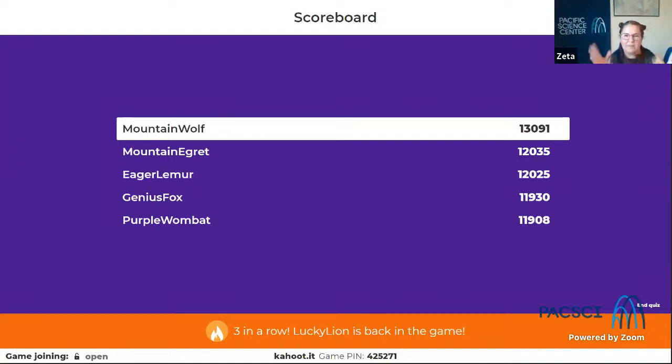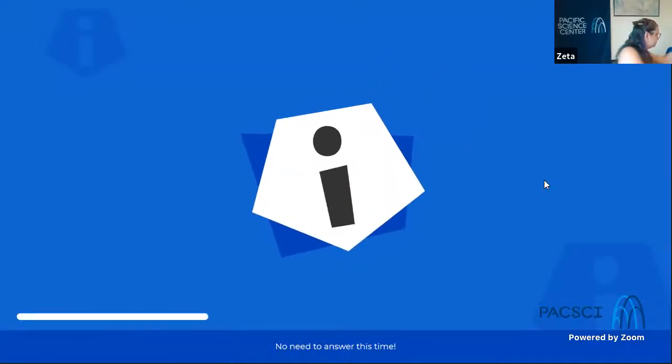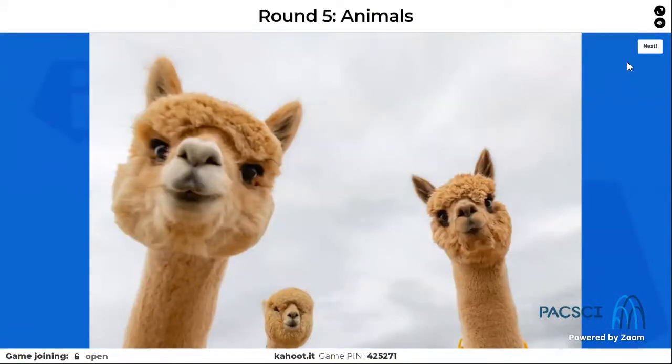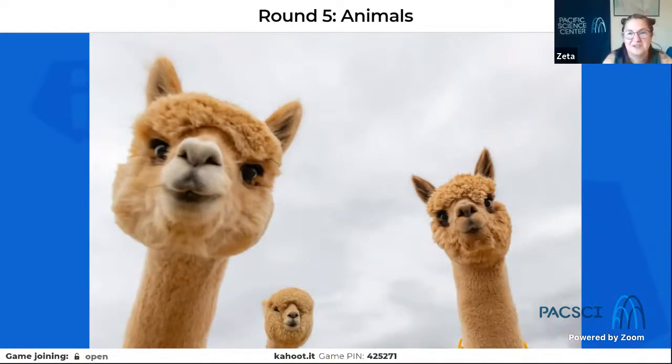All right, so mountain wolf is right now on top of the mountain. Mountain egret is right on the mountain too, but eager lemur and genius fox, and there's a purple wombat that are climbing up after you. So let's see what happens in round four, animals. Oh, so cute. I would pet one of these for sure.